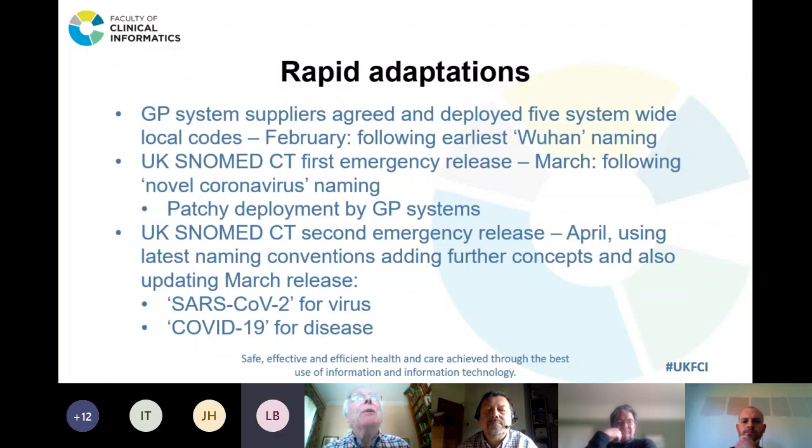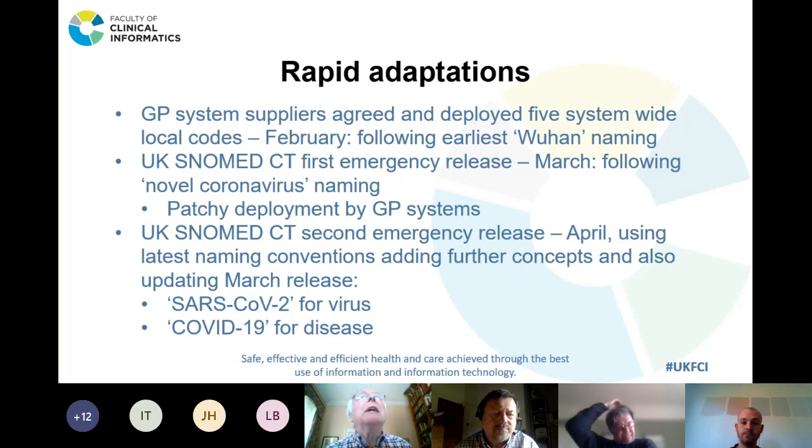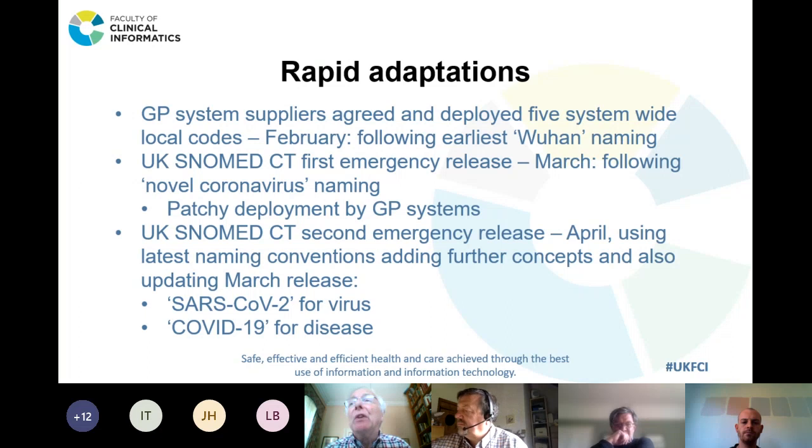We also had a problem that the GP system suppliers hadn't quite geared up at that stage to deploy it. So we had a lot of confusion as to what concepts were out there and what on earth people could use to record what. Then finally, later in April, there was a second emergency release by NHS Digital, and that used the latest naming conventions: the SARS-CoV-2 naming convention for the virus, COVID-19 for the disease. And because SNOMED is adaptable, they went back and looked at the preferred terms of all of their original March concepts and changed their names from novel coronavirus to SARS-CoV-2 and made various other changes.